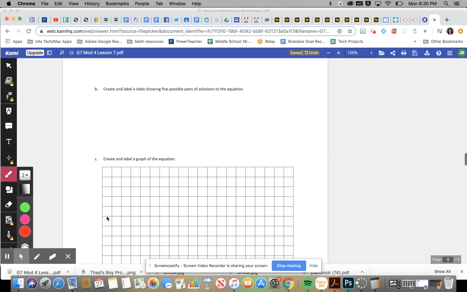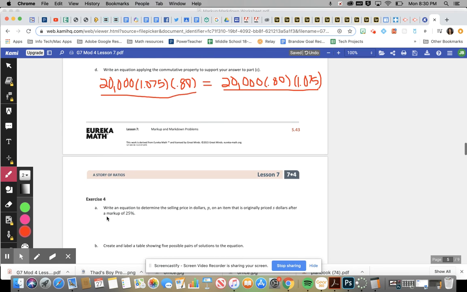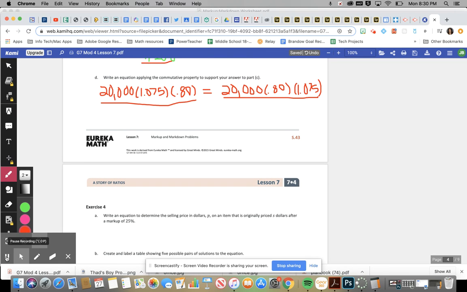Okay, so we have some other exercises, but I'm going to stop there and we'll work through some more problems tomorrow in class before you work on your problem set.